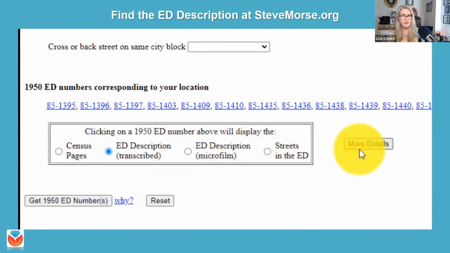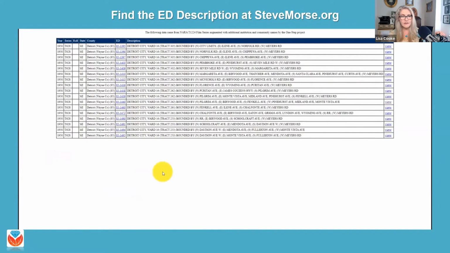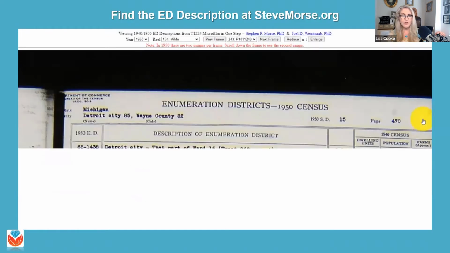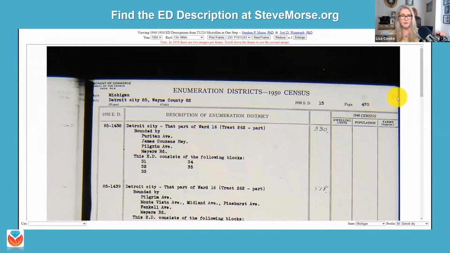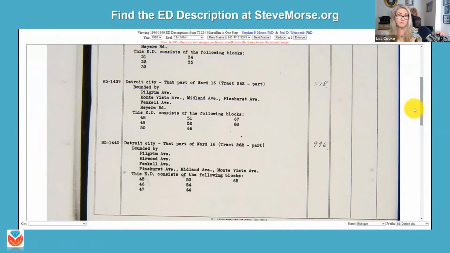Remember I told you about that record set that doesn't get used much, but it could be really helpful. It gives us this sorted list. And you'll notice all the hyperlinked ED numbers. And it talks about the different streets. And if you click View, you actually can go through and look at the pages digitized from the Census Enumeration District description book. And here's 85-1440. And it talks about that it includes Monte Vista Avenue. So it's totally understandable why she thought this was the right one.